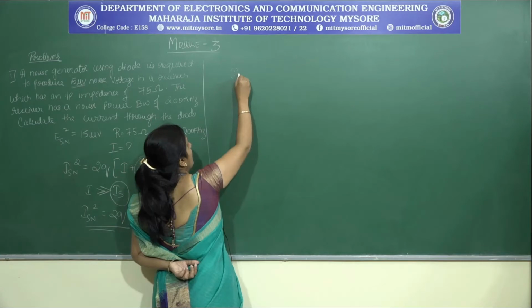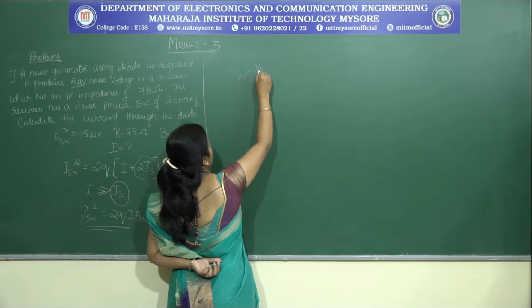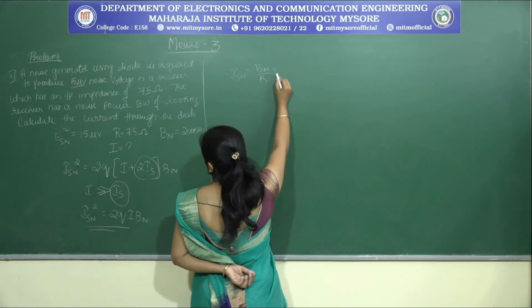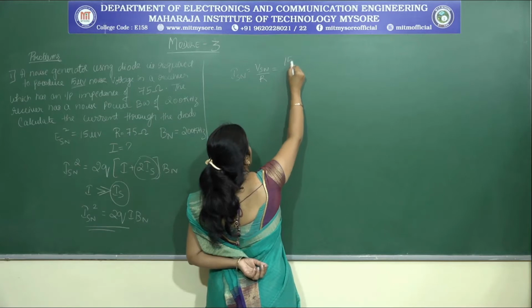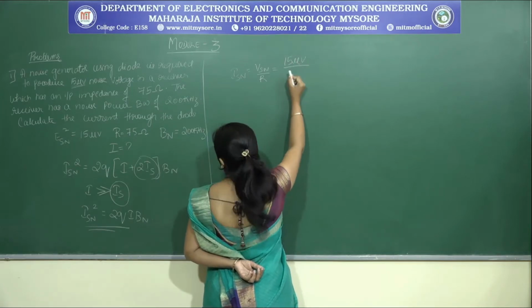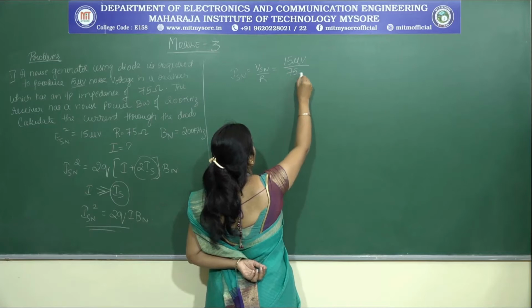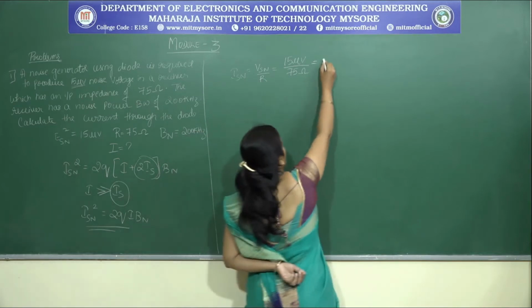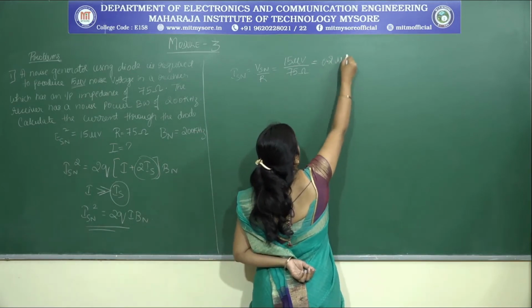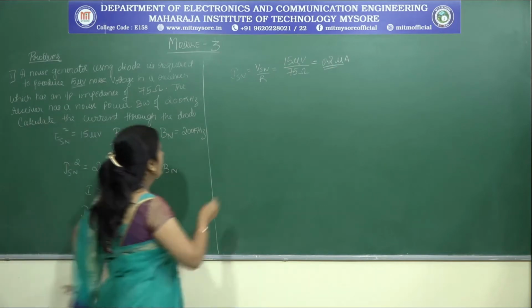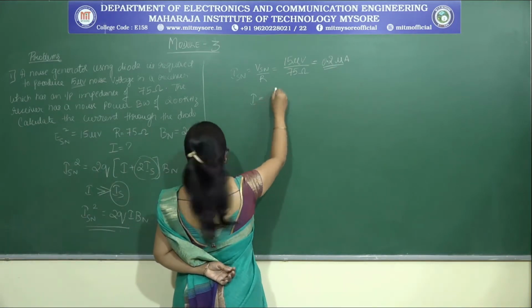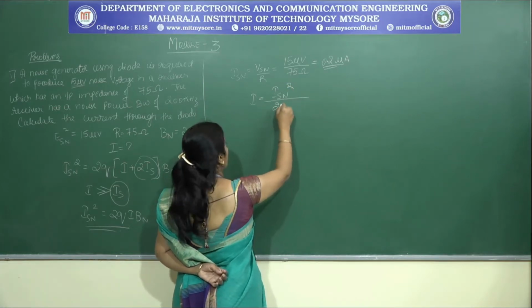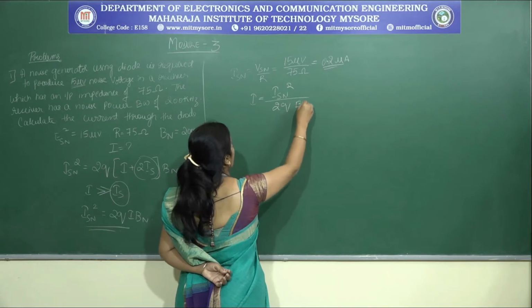We know that ISN is equal to VSN divided by R. Here VSN is nothing but ESN, that is 15 microvolt, divided by R, which is 75 ohm. By solving this we are going to get 0.2 microampere. From the equation 1, I can be written as ISN square divided by 2 into Q into Bn.